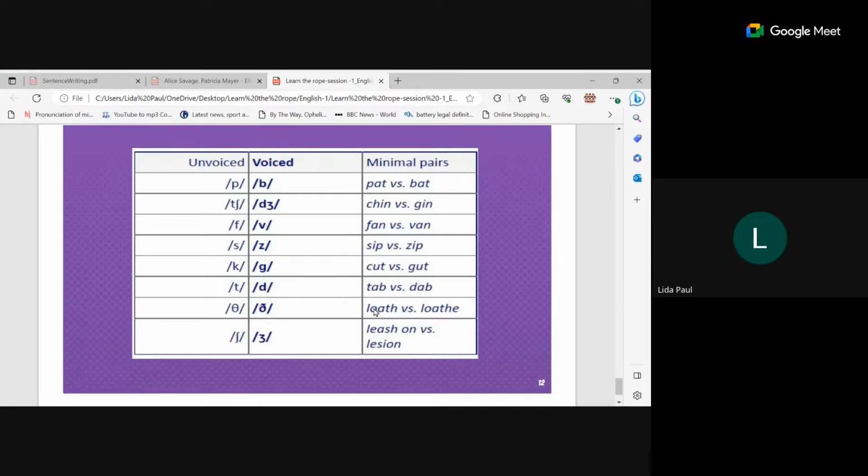So which is why all the sounds that you see on the second column, b, j, v, z, g, d, then the and j, all of them, because of the presence of this vibration in them, we call them the voiced sounds. Okay.